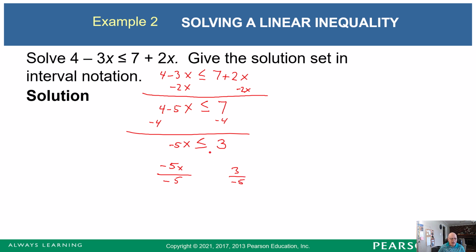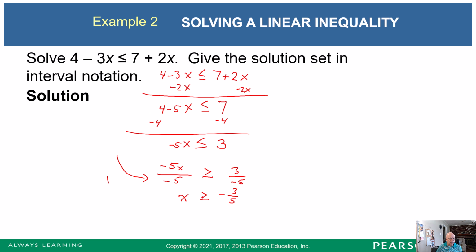Now, we'll stop for a second. Have I multiplied or divided by a negative number? We sure as the dickens did. Negative 5. So this less than or equal to in the middle becomes greater than or equal to. Now we'll clean things up. This gives us x on the left, greater than or equal to. We're just simplifying, so that doesn't change. And on the right we've got -3/5. Now we need the solution set in interval notation.